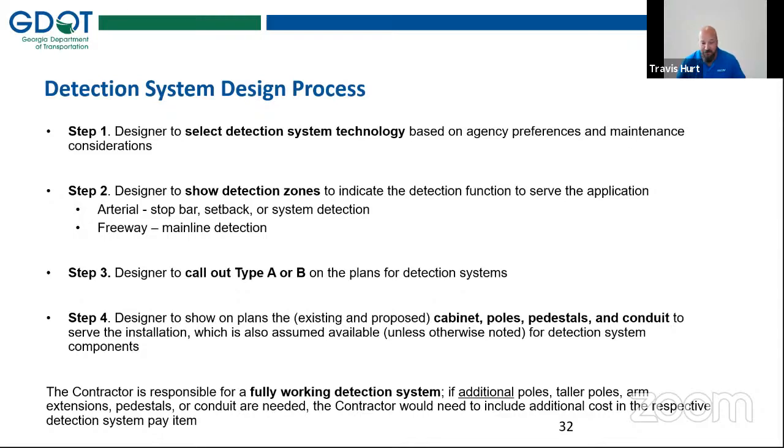So we'll assume all of these items that we're showing are available for use unless they're not noted specifically. The contractor is responsible for a working system. So unless anything is noted as not being available, they can assume that that is available. And then if anything is not shown on the plans and they need additional poles or conduit or any other sort of infrastructure, they would need to include that additional cost in the detection system pay item.